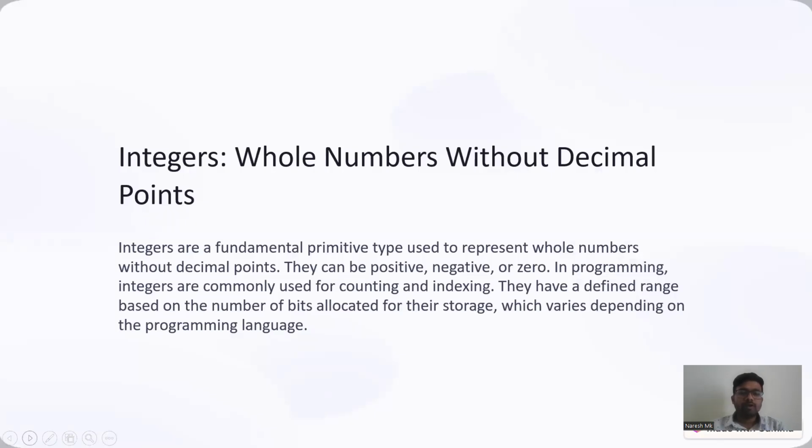Integers. Integers are whole numbers without decimal points. Integers are the fundamental primitive data type used to represent whole numbers without decimal points, and they can be positive, negative, or zero. In programming, integers are commonly used for counting and indexing. They have a defined range based on the number of bits allocated for their storage, which varies depending on the programming language.